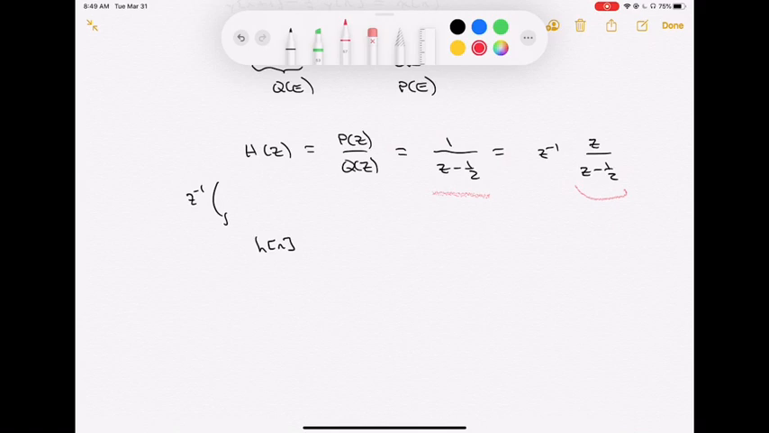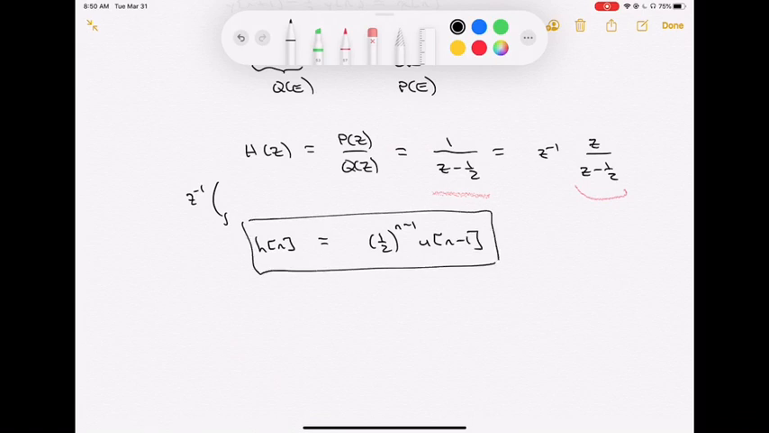I know how this z over z minus a half inverts. That's in our table. That's just (a half) to the n u of n. And then z to the minus 1 just says delay that guy. So if I went ahead and did that now, I get a half to the n minus 1, and a u of n minus 1, and I'm done. So much simpler to find the unit impulse response by utilizing transform domain techniques.